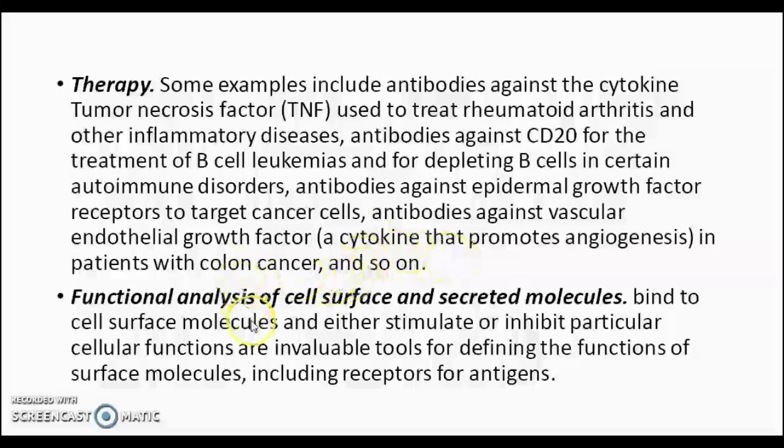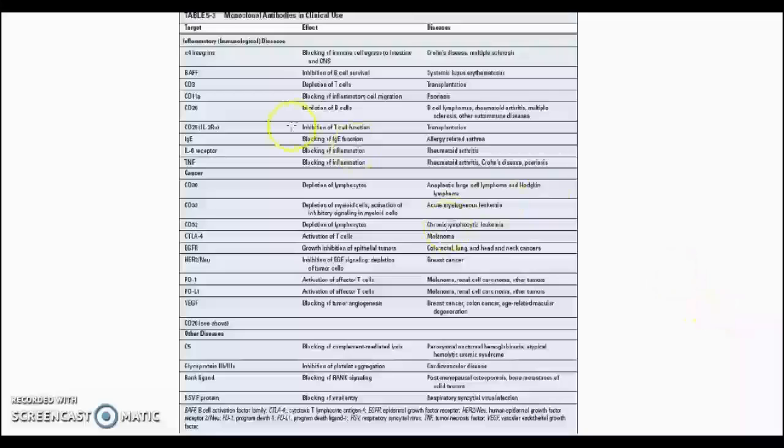Other function is a functional analysis of cell surface and secreted molecules. Antibodies that bind to cell surface molecule and either stimulate and or inhibit particular cellular function are invaluable tool for defining the function of surface molecules, including receptor for antigen. And here is some target for monoclonal antibody and its effect and the disease that must be treated.